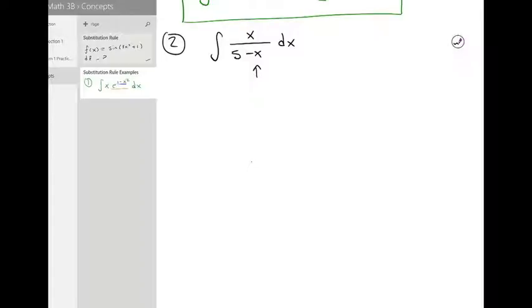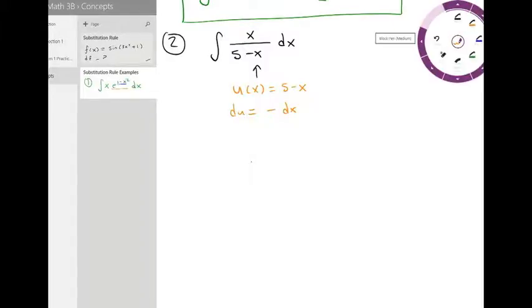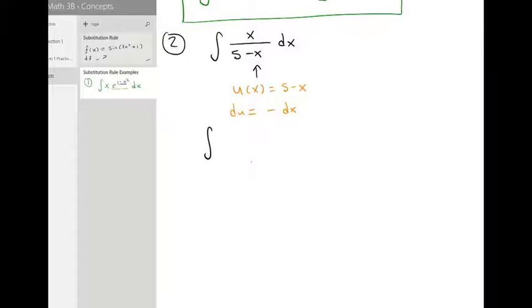So what we can do is, obviously this is in the bottom, we're not going to be able to integrate it easily, so that can be our u of x. And I'll use a different color. Set our u of x equal to 5 minus x, and our du will be negative dx. So we can rewrite our initial function right off the bat and see what happens. We have x divided by u, and if du is negative dx, then dx is negative du. We can pull the negative out to the front.